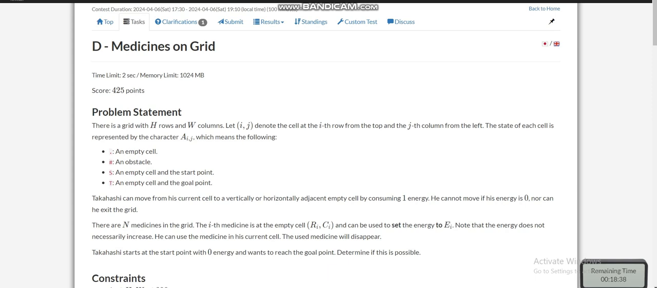Hello everyone. Today I am going to discuss the fourth problem of AtCoder Beginner Contest 348, which is Medicines on Grid. So what is the problem?